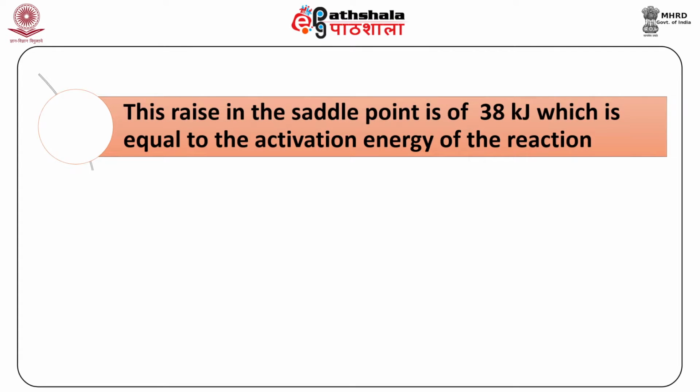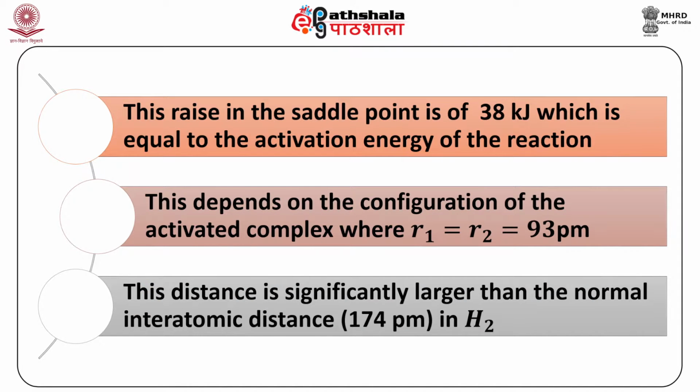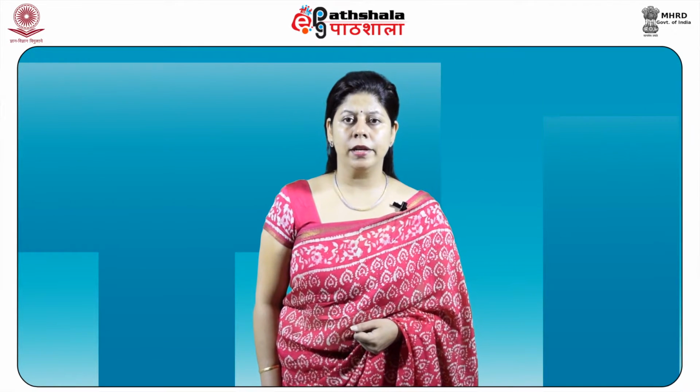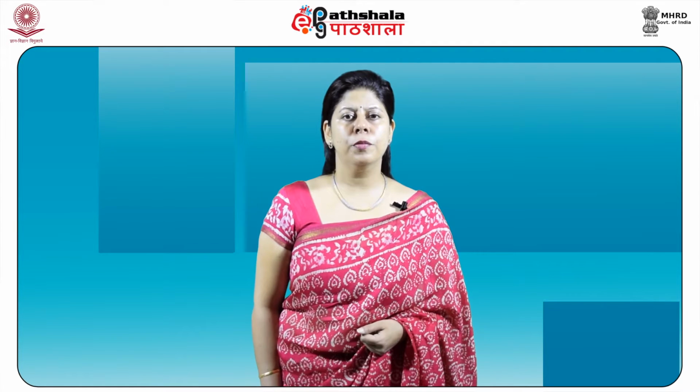The rise to the saddle point is 38 kilojoules, which is equal to the activation energy of the reaction. This depends on the configuration of the activated complex, where R1 equals R2 equals 93 picometers. This distance is significantly larger than the normal interatomic distance, that is 74 picometers in the H2 molecule. The potential energy surface provides the plot of a chemical reaction from beginning to end. For any reaction, there is always a specific configuration at the saddle point. The activated complex is like a normal molecule except that it is not an equilibrium configuration.